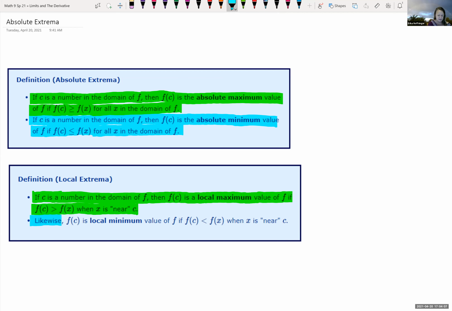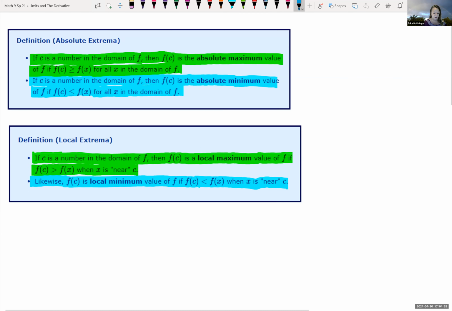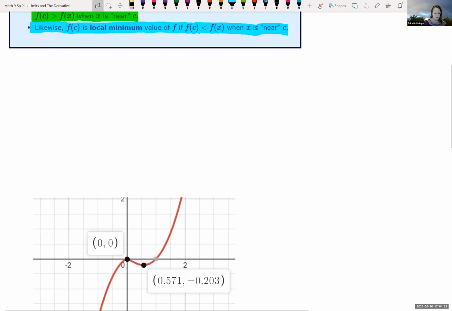Likewise, if c is a number in the domain of f, then f of c is a local minimum value of f if f of c is less than f of x when x is near c. So we can create a small interval, and if that was the smallest y value in there, then we'd say we had a local minimum when x was c.